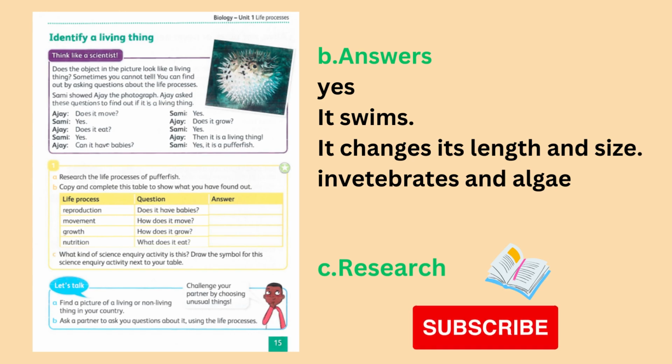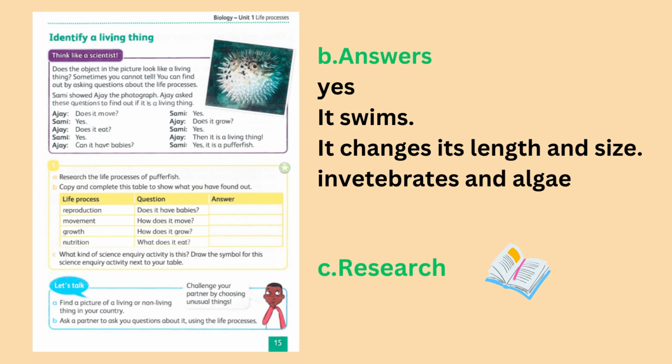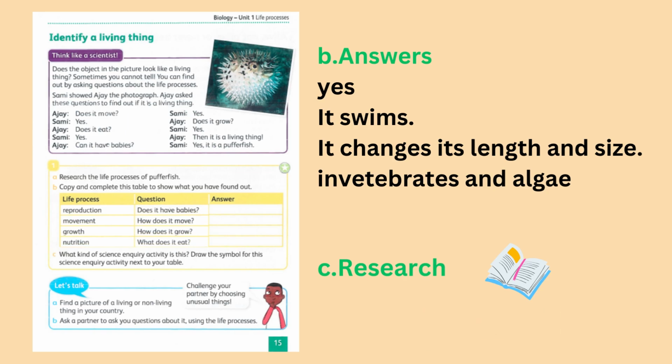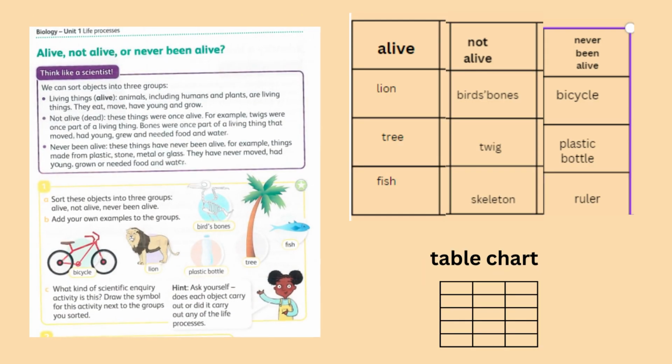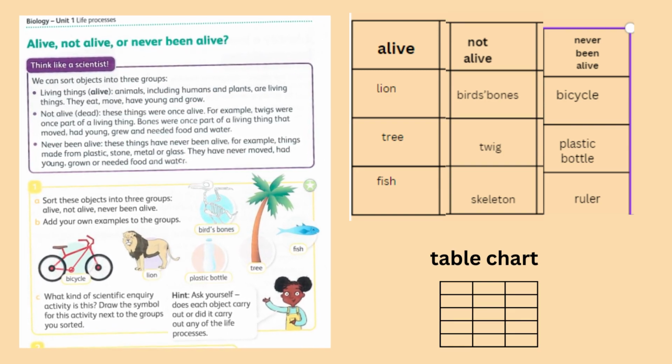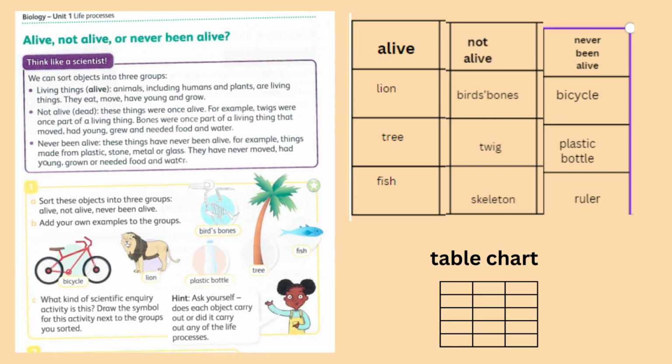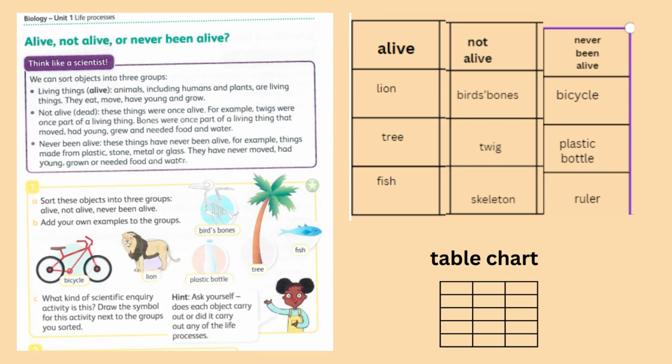Now let's talk. A. Find a picture of a living or non-living thing in your country. B. Ask a partner to ask you questions about it using the life processes. Challenge your partner by choosing unusual things. Do it. In this way, you can see alive, not alive, or never been alive. So we can sort objects into three groups: living things, not alive, never been alive.